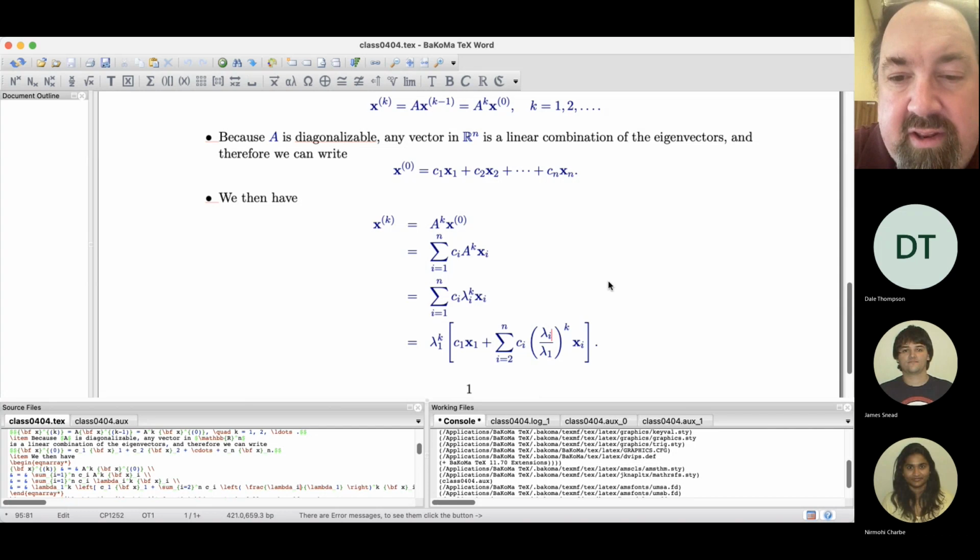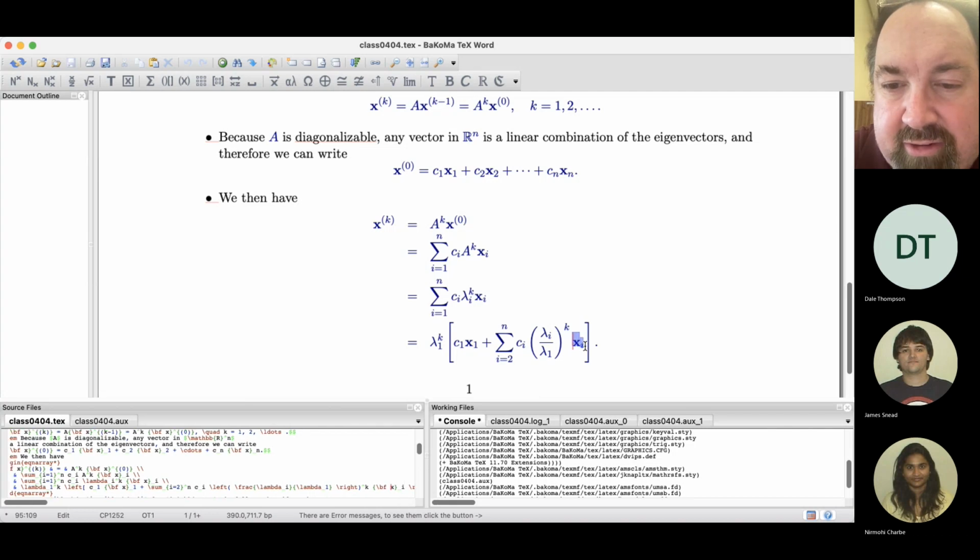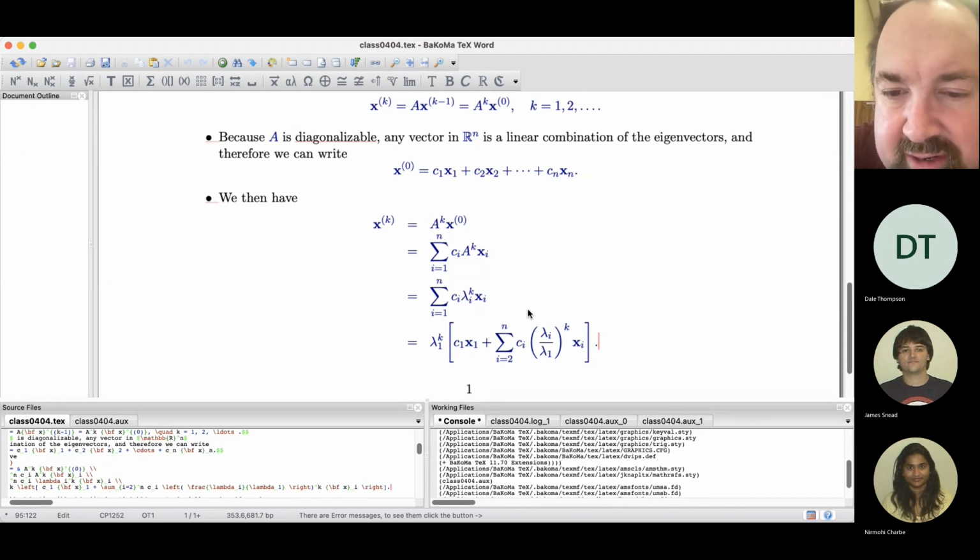Right. So if we look at whatever constant is multiplying each of these x's, so x_1 here and x_i here, can anyone tell me what's going to happen to the coefficients of these x's as k goes to infinity? Keeping in mind that lambda 1 is the largest eigenvalue of A.